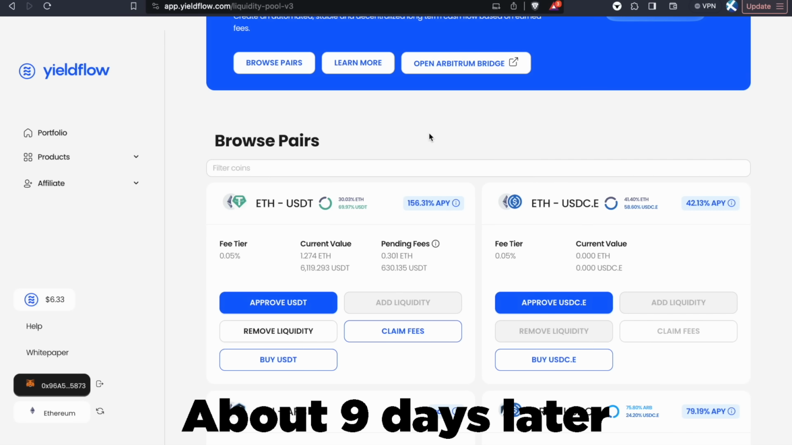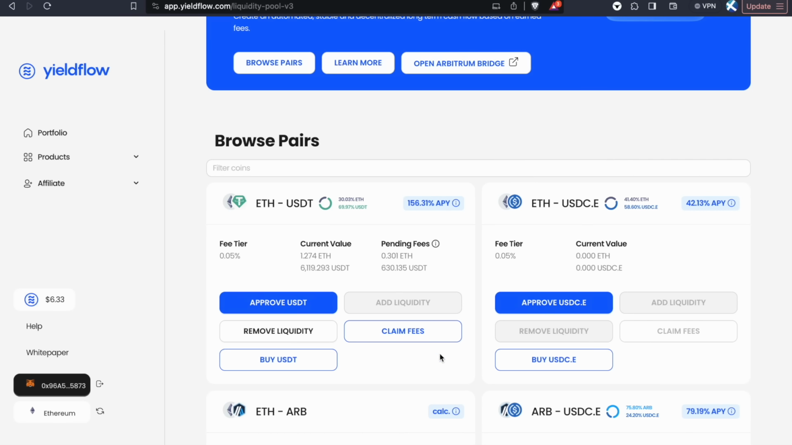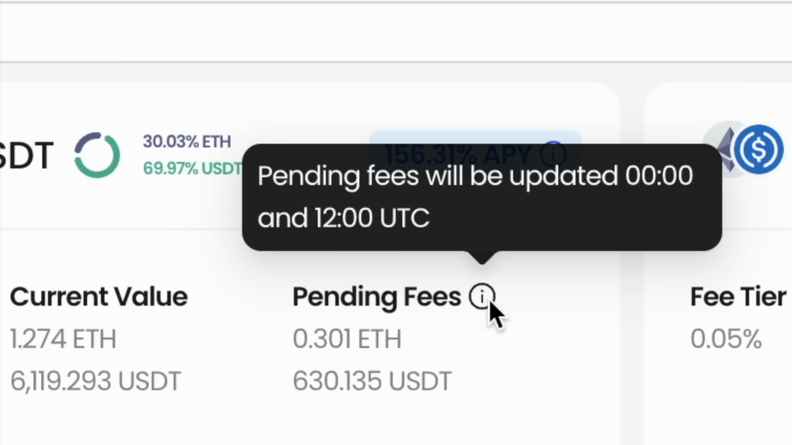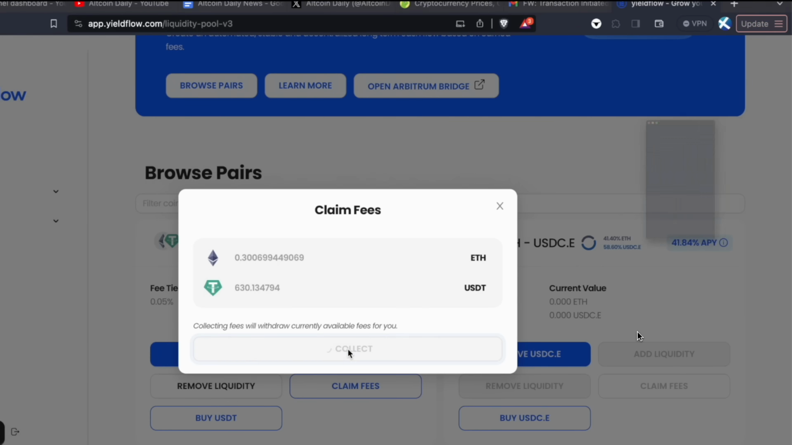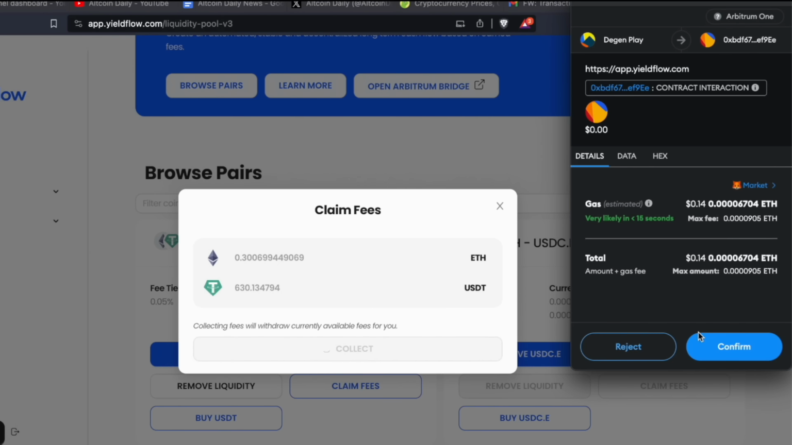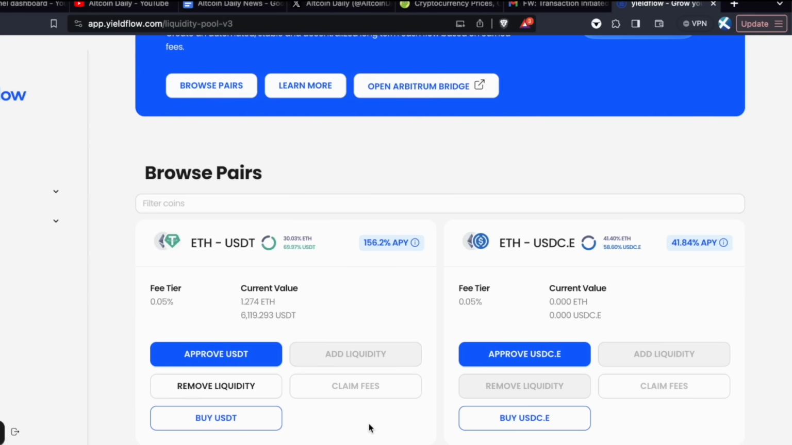Boom. Okay, it's about 9 days later. This is our results after 9 days. I'm claiming my fees thus far. And if I was smart, I would have claimed them every 12 hours and then redeposited them for compounding interest. But I forgot. So this is just 9 days later, claiming fees for the first time. So we're claiming 0.3 ETH as well as $630 USDT.